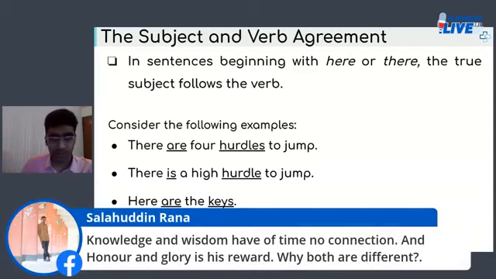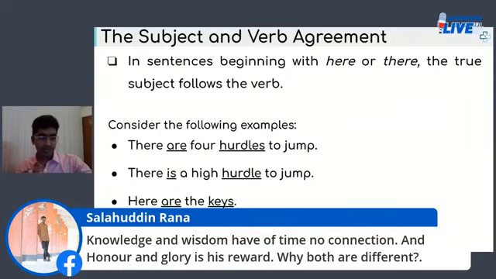We have another question from Salahuddin Rana. Knowledge and wisdom have of time no connection. Excuse me. Knowledge and wisdom have of time no connection, and honor and glory is his reward. Why are both different? I think you need to rephrase your sentence. The sentences are not grammatically correct. However, I'll try to see what you have tried to mean here. Why are both different? Okay.